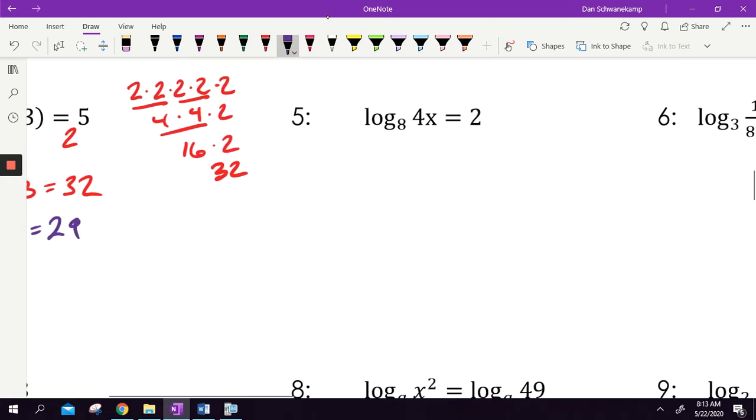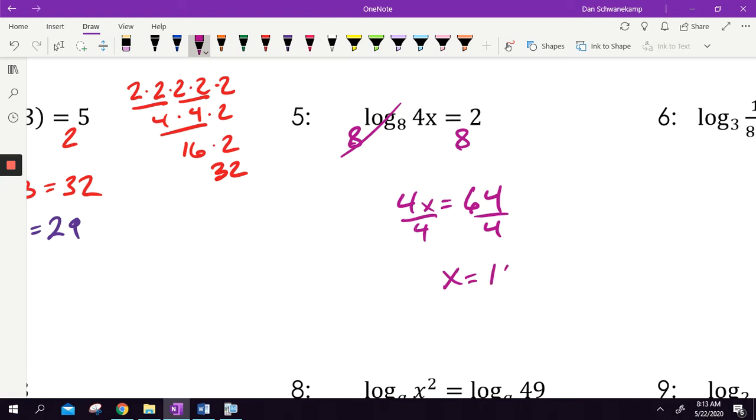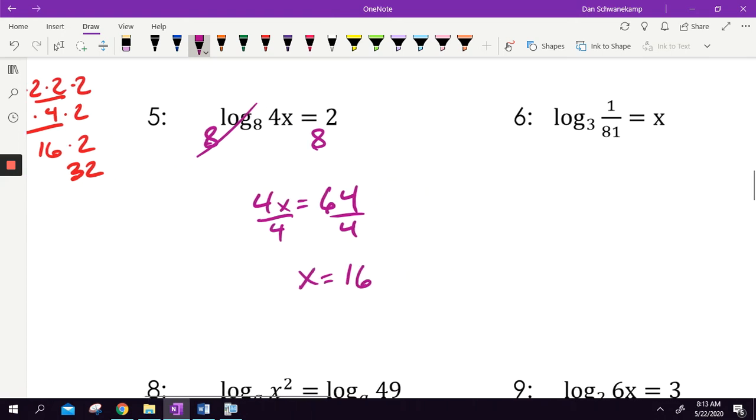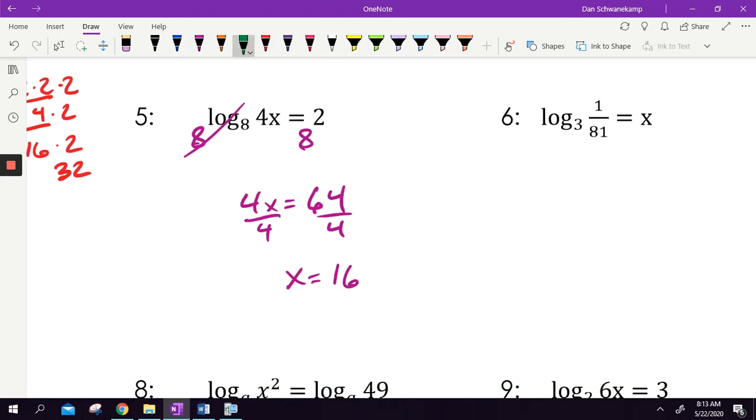Number 5, log base 8. Don't like log base 8. How do we get rid of it? 8 to a power, 8 to a power. Those two things would cancel. 4x is equal to 8 squared. 8 squared is 64. Divide by 4. Divide by 4. X is 16. If you don't know that one, use your calculator. I'm good at numbers, so I know that one without slowing down.